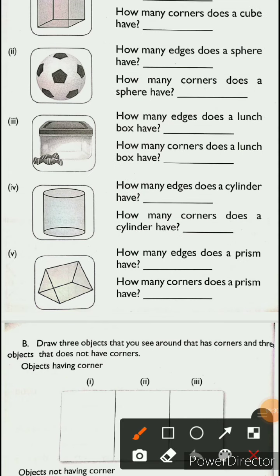Now come to the next part of this question. Here you have a cylindrical shape. Okay, so here you have to count the number of edges. So that is your first edge and that is your second edge. The total number of edges in the cylinder is 2.